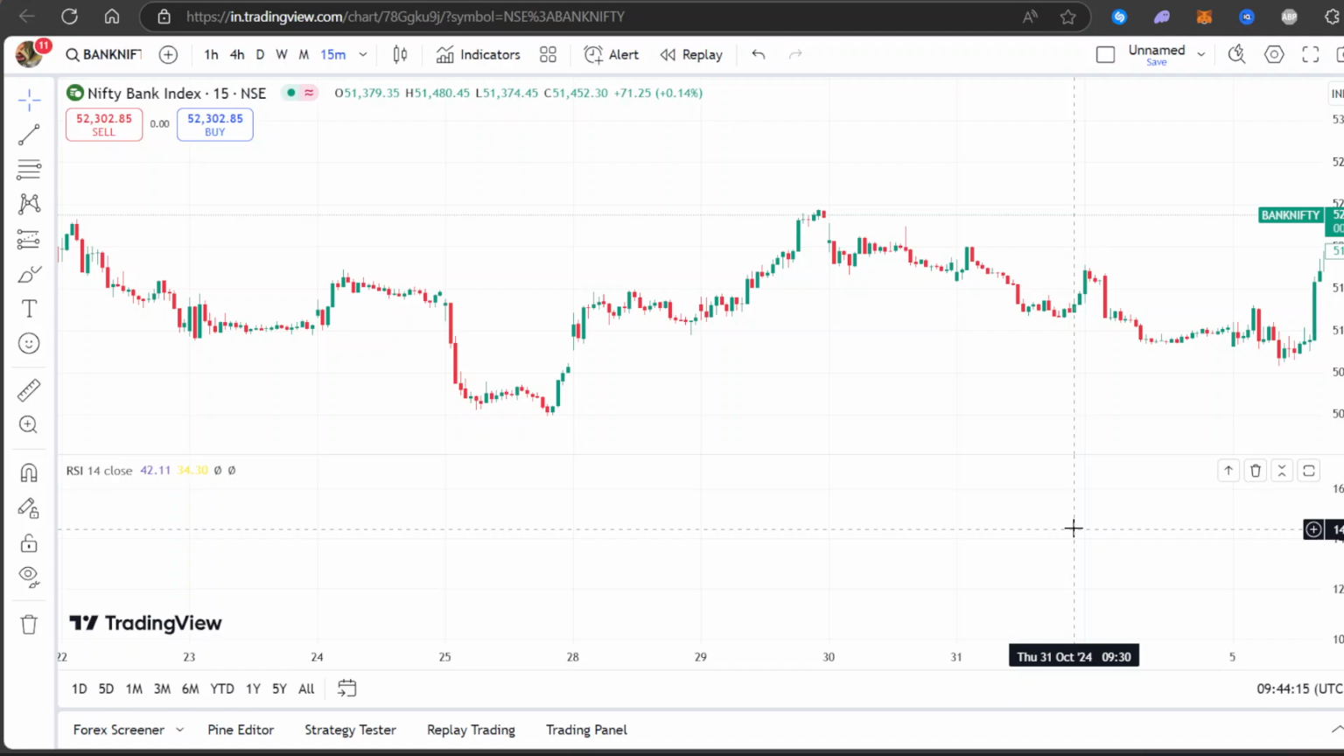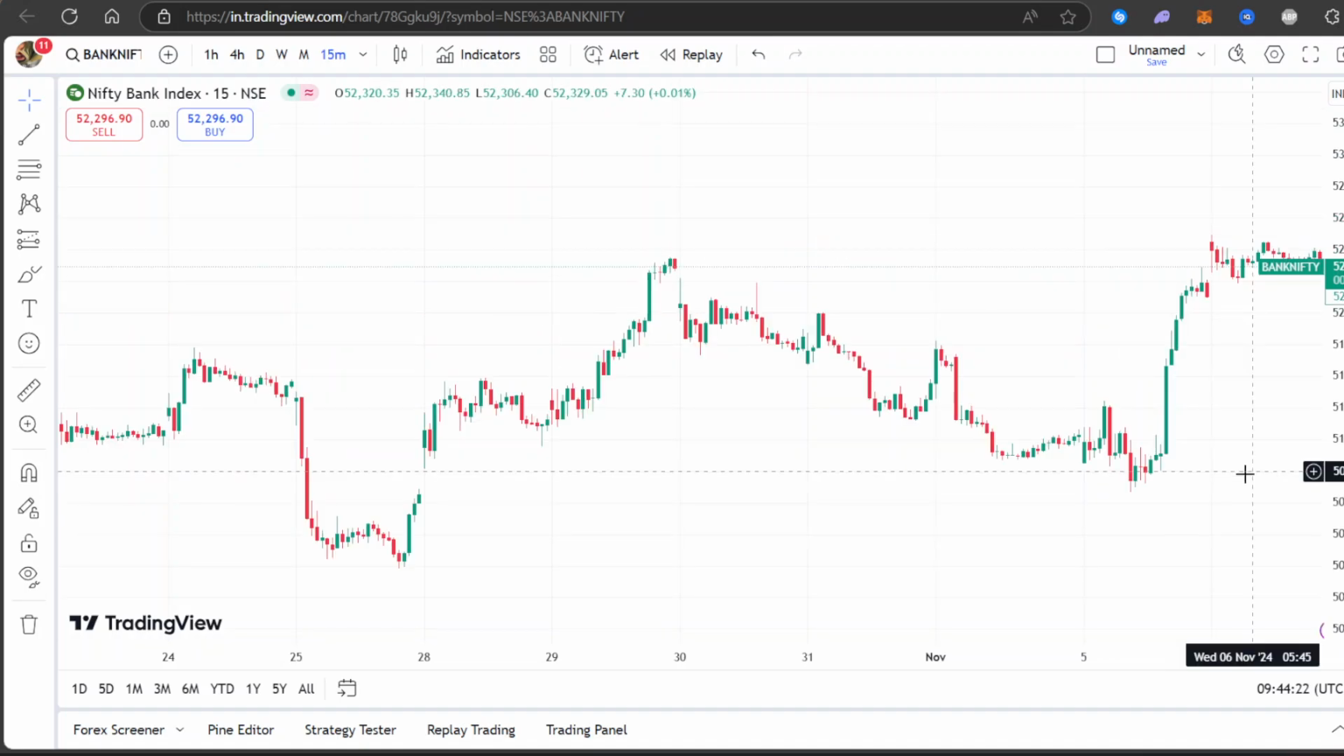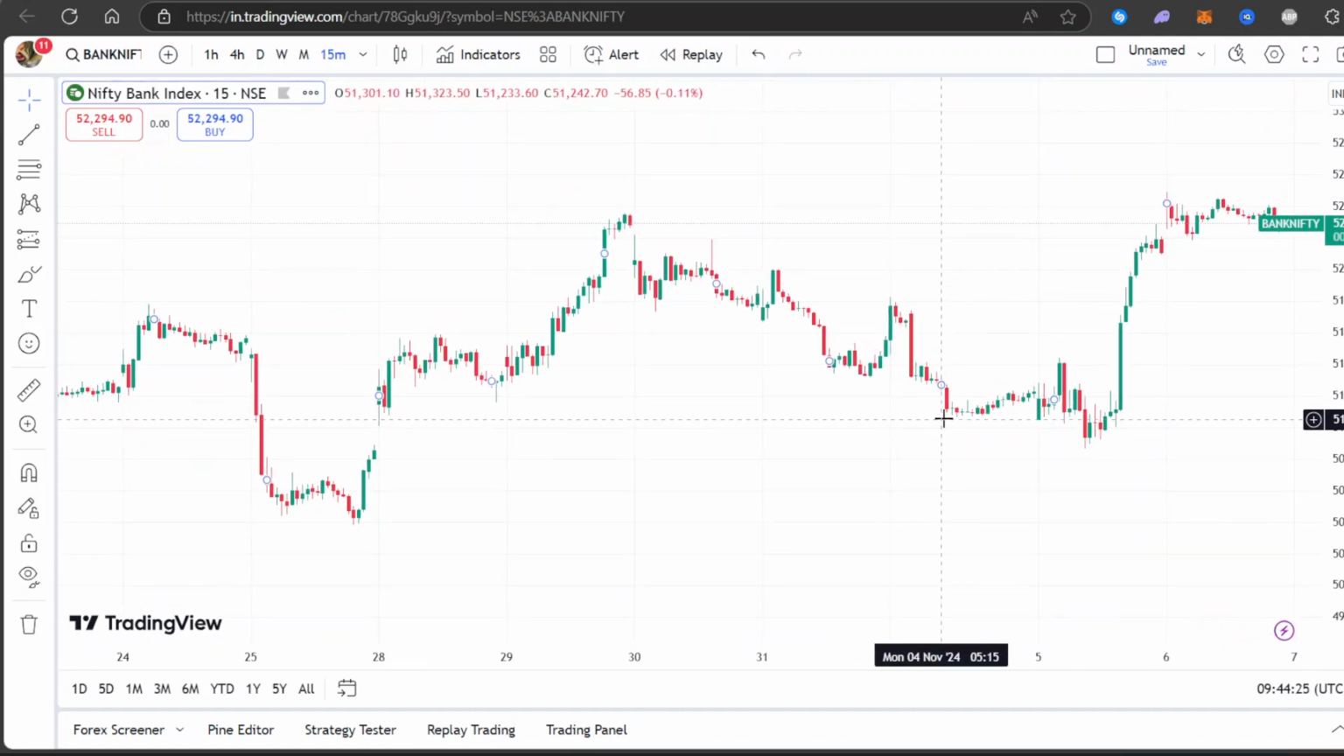So why do we need an indicator for Bank Nifty? Why do we need an indicator for this index? The answer is simple. Bank Nifty can be very volatile, and having the right tools to analyze market trends, potential entry points, and exits is crucial. Indicators can give you that extra clarity to understand the bigger picture and avoid emotional decisions.